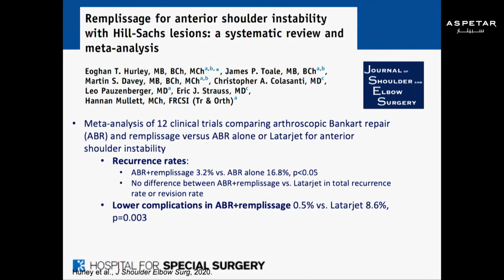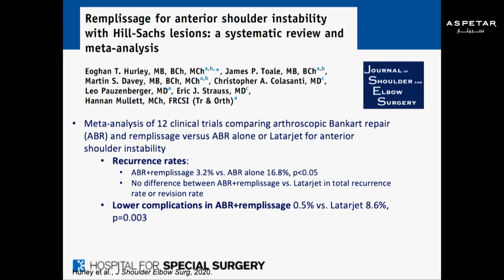So this is a study looking at remplissage for anterior instability. Just again, does it work? It looked at 12 studies comparing 3 groups: arthroscopic Bankart alone, arthroscopic Bankart plus remplissage, or Latarjet. In summary, they found that the recurrence rate between remplissage versus Bankart alone was significantly different. So definitely do remplissage over just a Bankart. And there was no difference in recurrence rate or revision rate between remplissage and Latarjet, with, again, a much lower complication rate in the remplissage group.